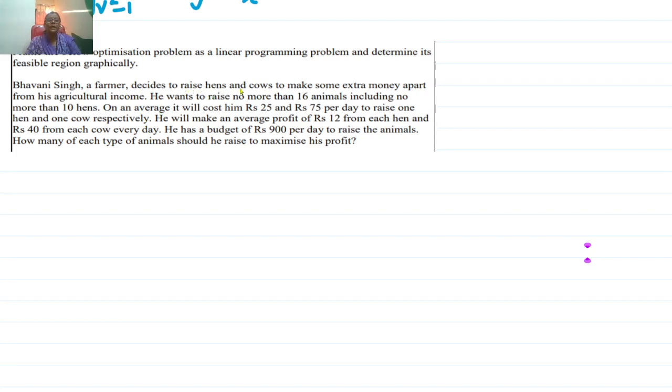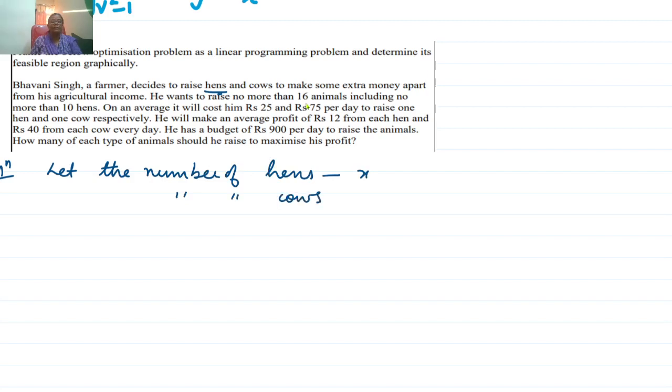To raise hens and cows, so that is two types of animals he has, and some extra money apart from his agriculture. He wants to raise no more than 16 animals. That is, let the number of hens be x, and the number of cows be y.